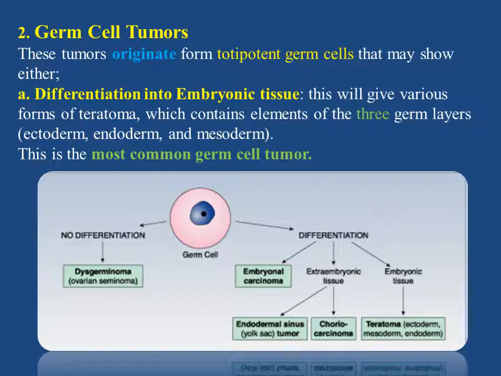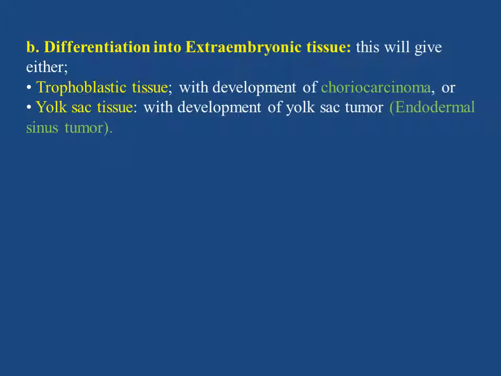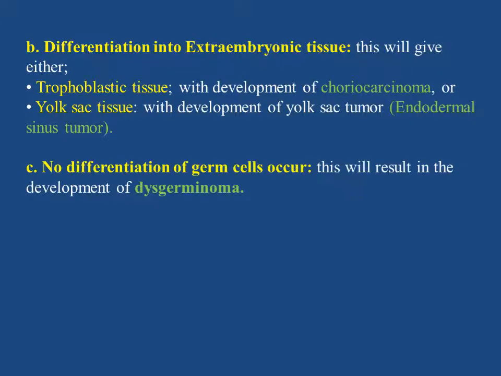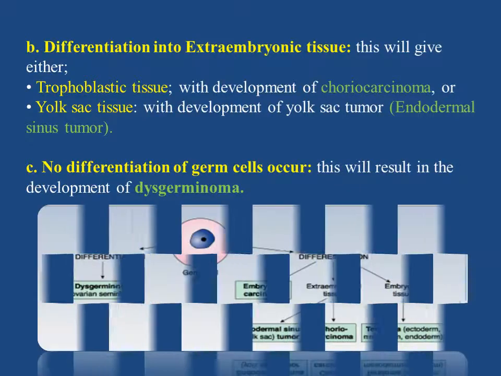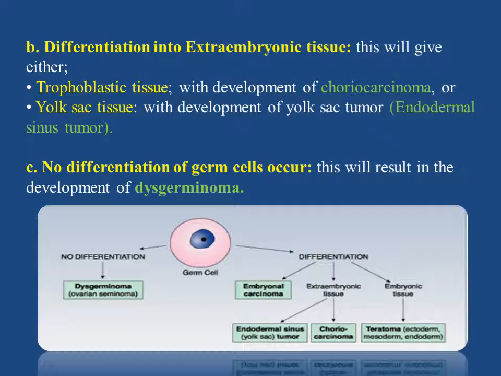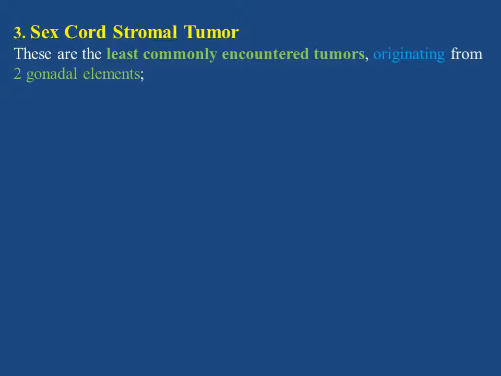With no differentiation, it gives rise to dysgerminoma, or what's called the ovarian seminoma. So the germ cell tumors originate from totipotent germ cells, and may show differentiation either into embryonic tissue or extra-embryonic tissue, like the trophoblast, leading to choriocarcinoma, or the yolk sac tissue, leading to yolk sac tumor or endodermal sinus tumor. Or there is no differentiation of the germ cell, which results in the development of dysgerminoma or ovarian seminoma.